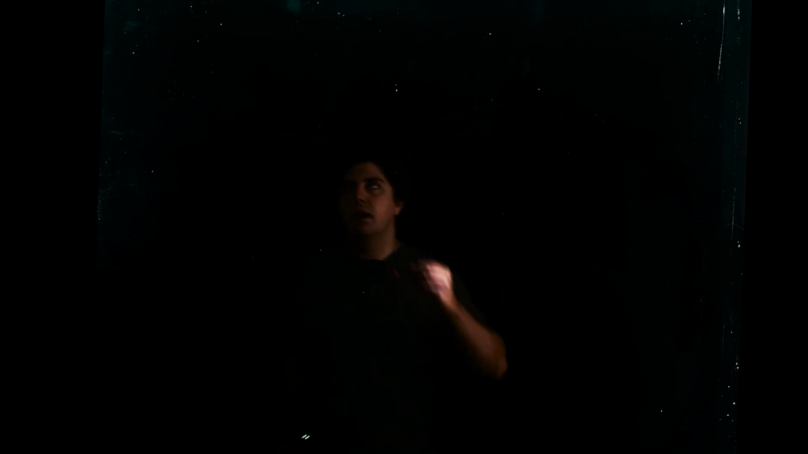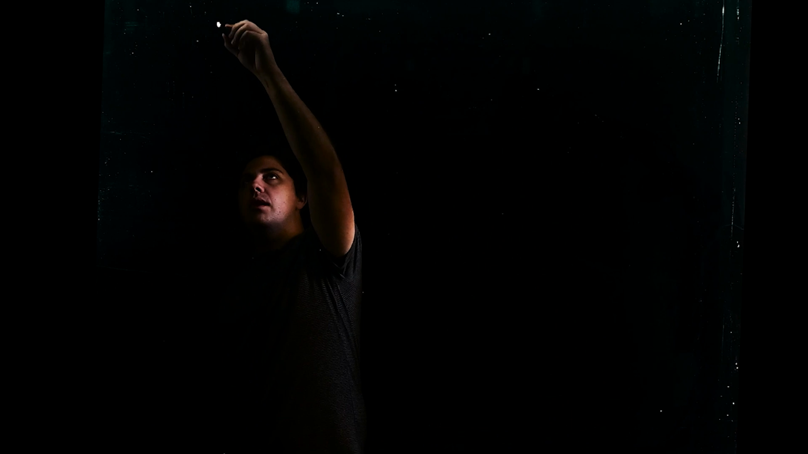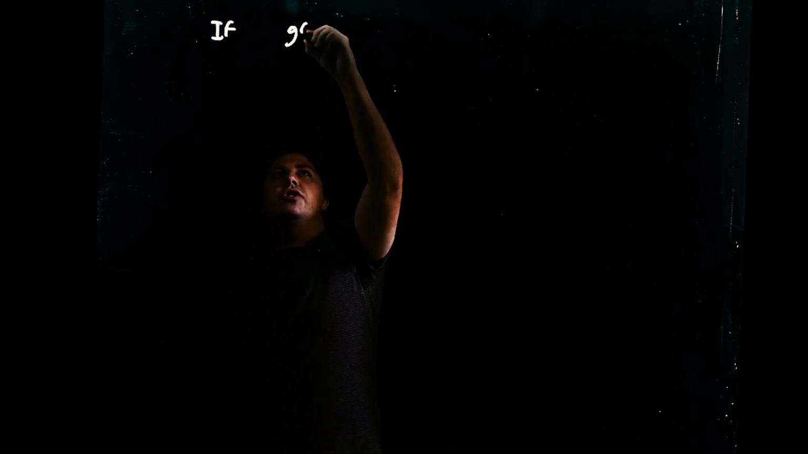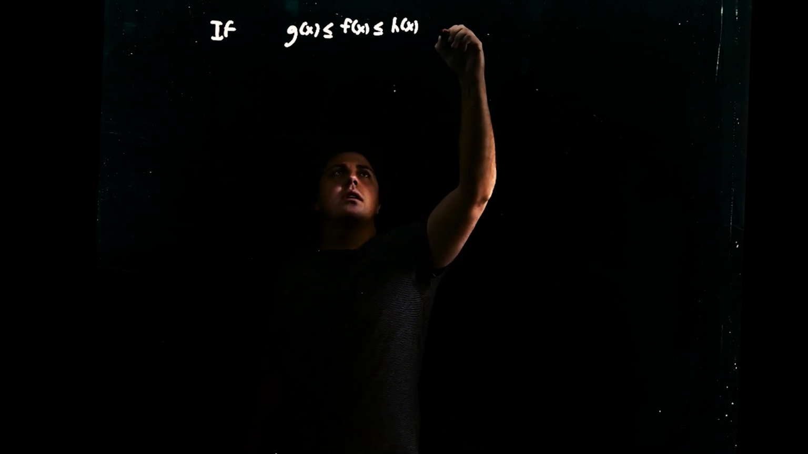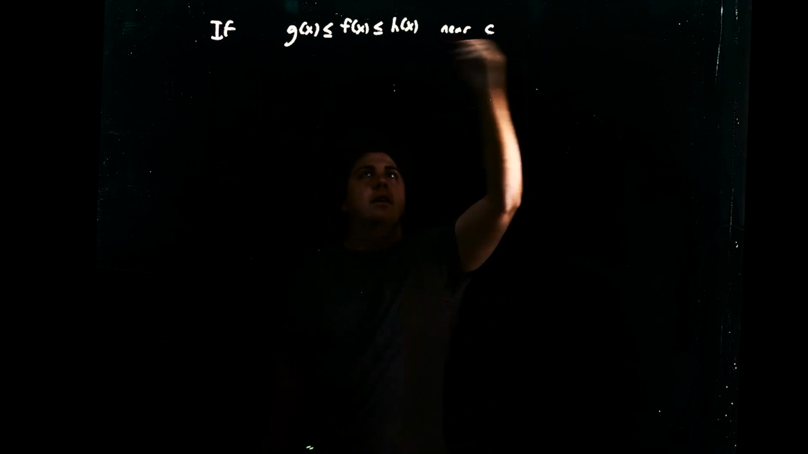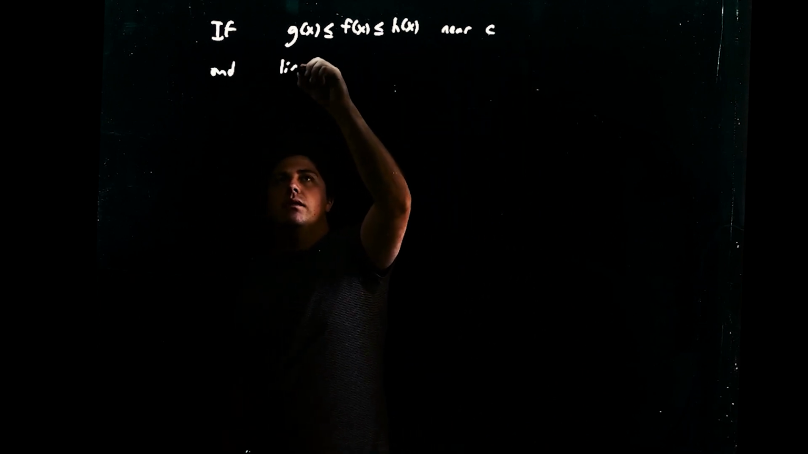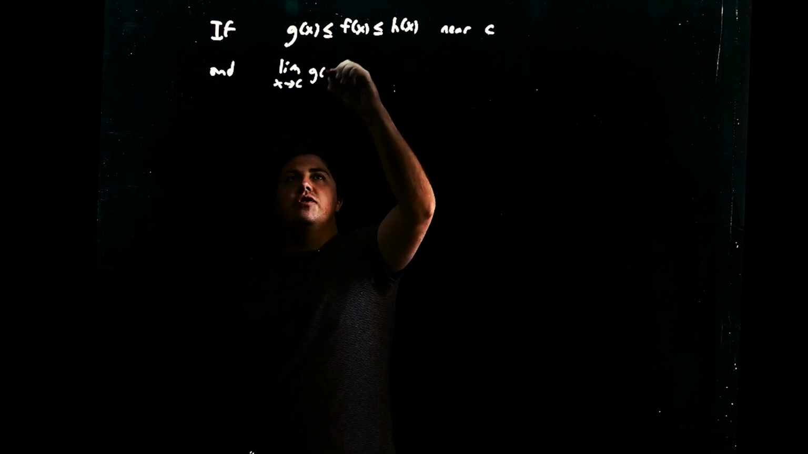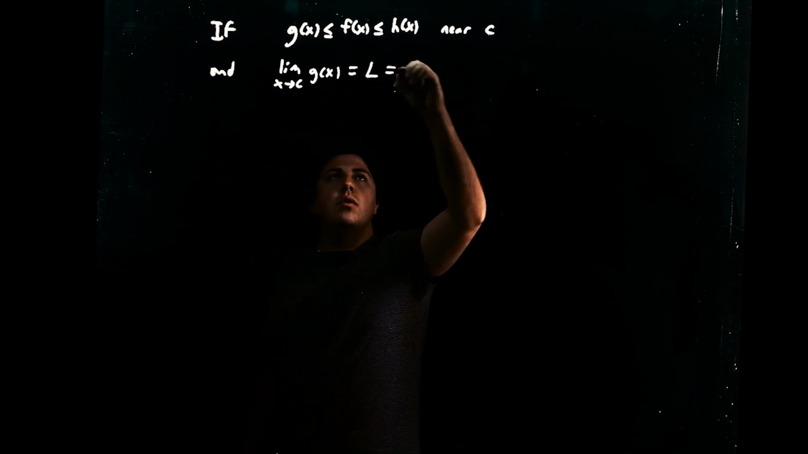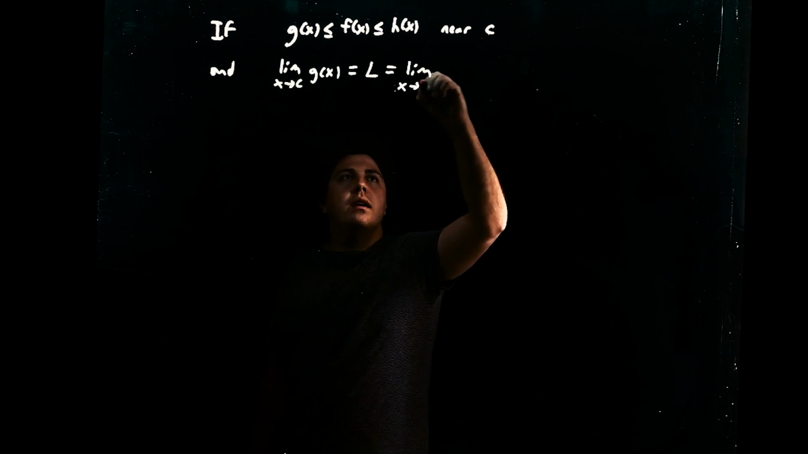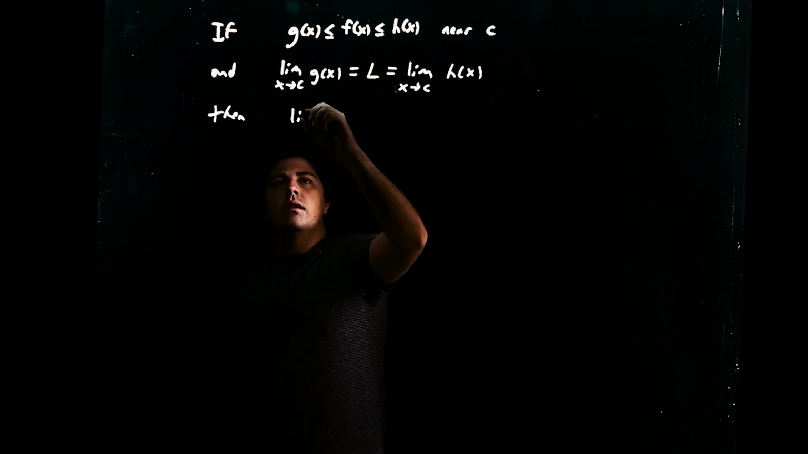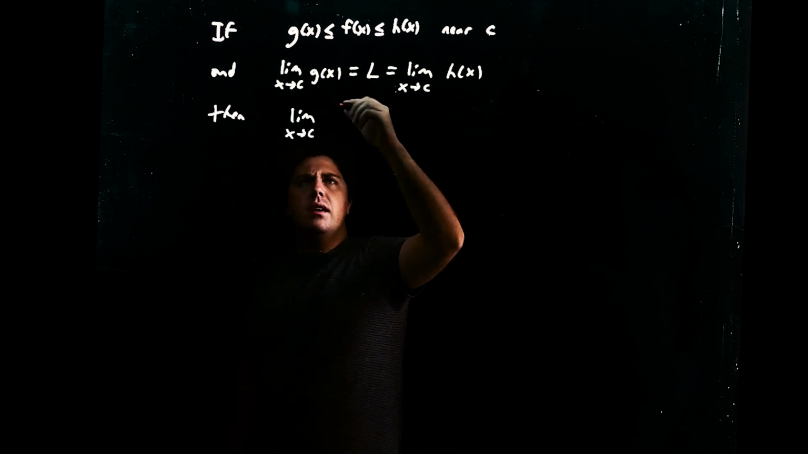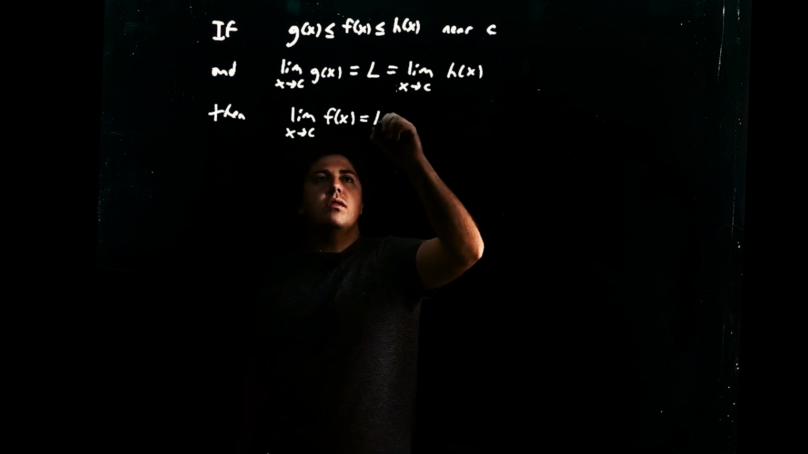So what the squeeze theorem says looks a little bit complicated. I'll write it down and then I'll explain it. It says that if g of x is less than or equal to f of x is less than or equal to h of x near c, and the limit as x goes to c of g of x is L, which is also the limit as x goes to c of h of x, then the limit as x goes to c of f of x is also L.